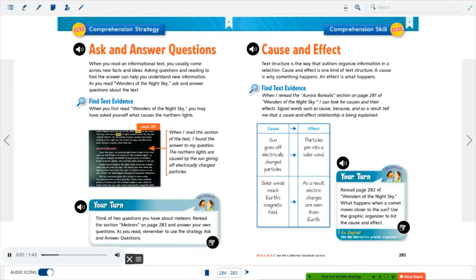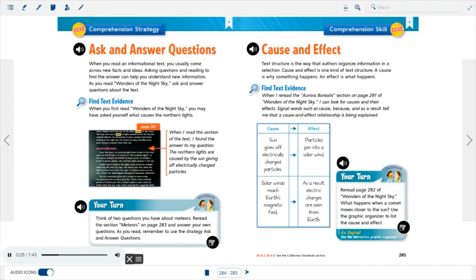Ask and answer questions. When you read an informational text, you usually come across new facts and ideas. Asking questions and reading to find the answer can help you understand new information. As you read Wonders of the Night Sky, ask and answer questions about the text.